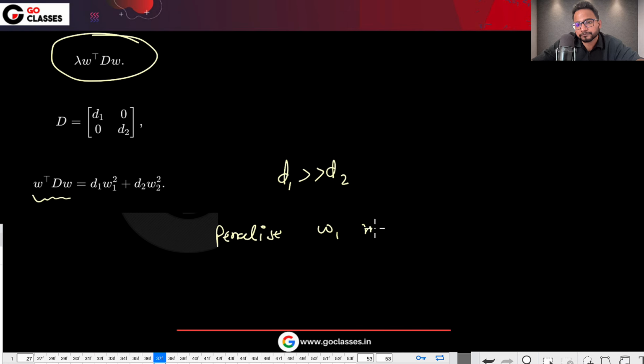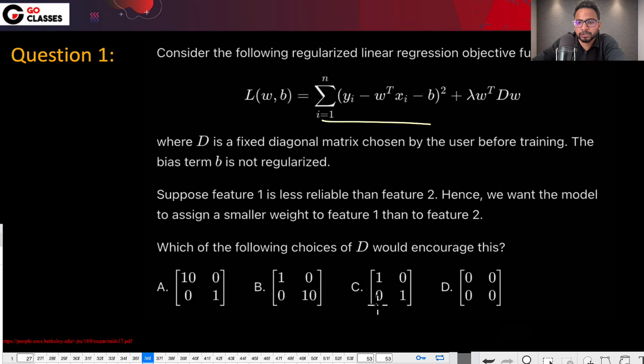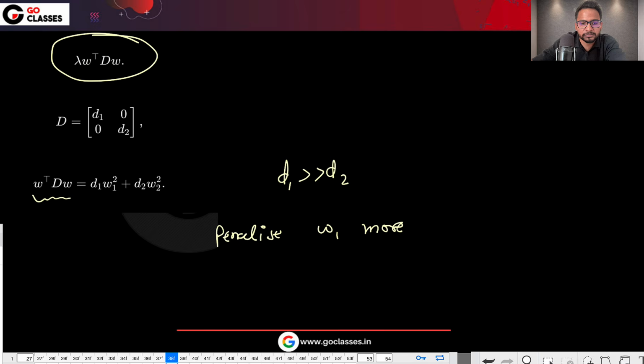So I can say penalize W1 more. The corresponding weight, which means the corresponding number that you are choosing with respect to W1, is chosen before the training. That's what they are saying, right? So D1 should be more than D2. Should not be equal, should not be 0. So A is the correct answer here. Easy question.